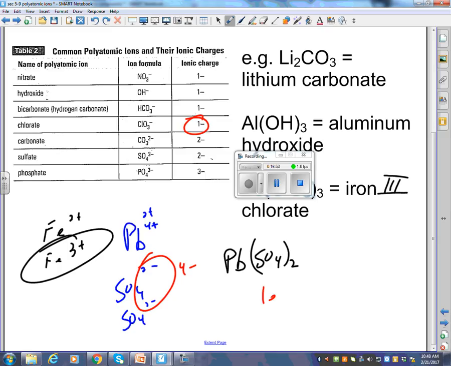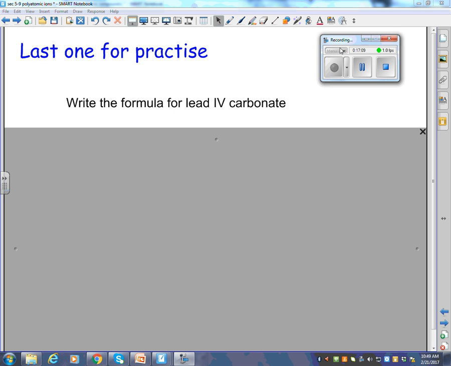So this would be lead 4 sulfate. Some of those are pretty tricky. Lead 4 sulfate. Lead 4 carbonate. Try that one.